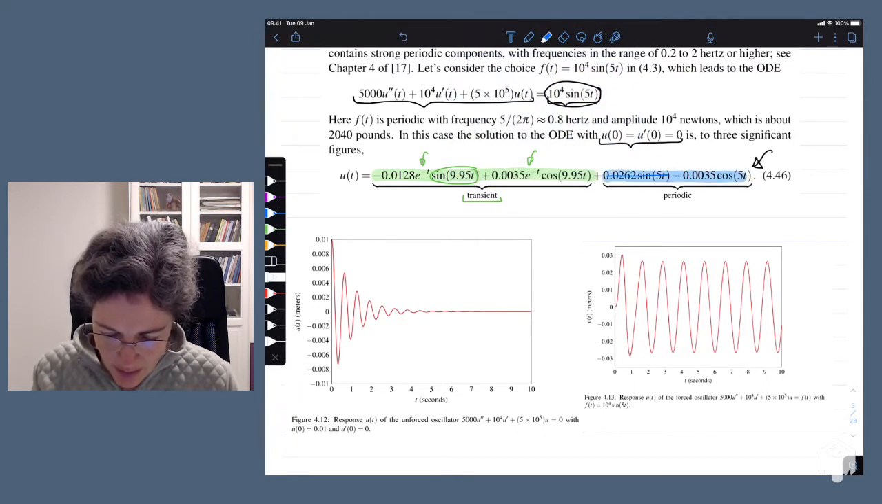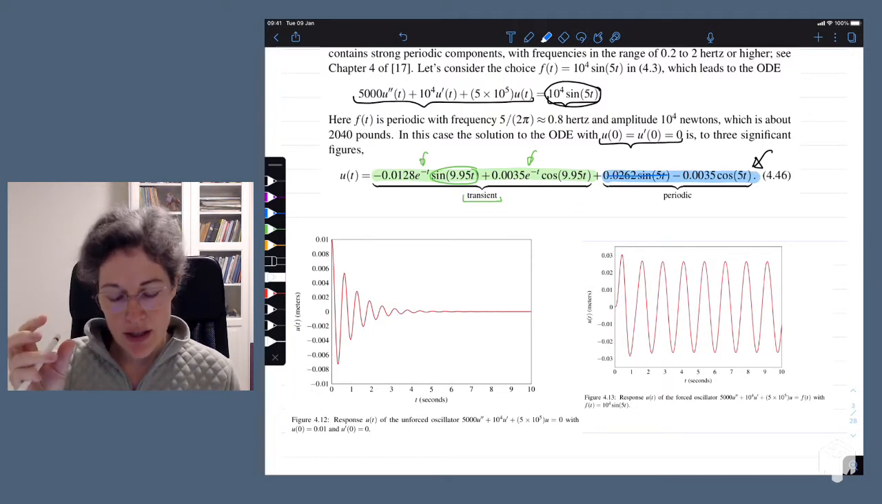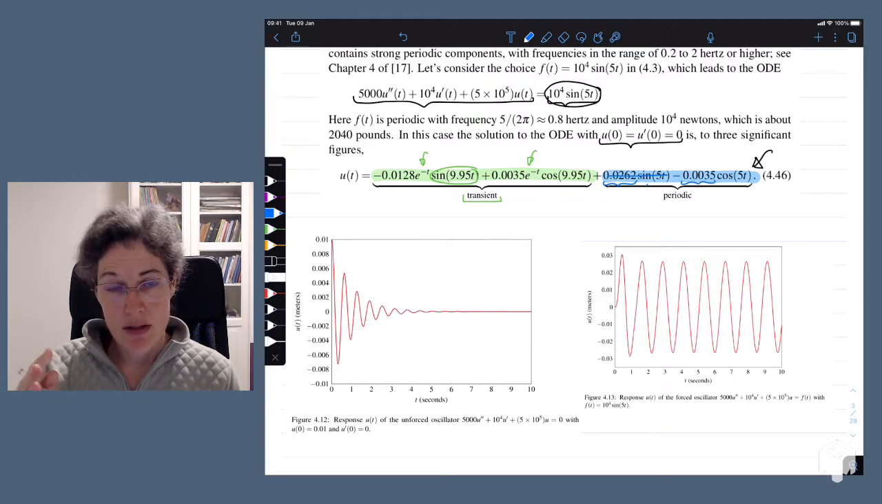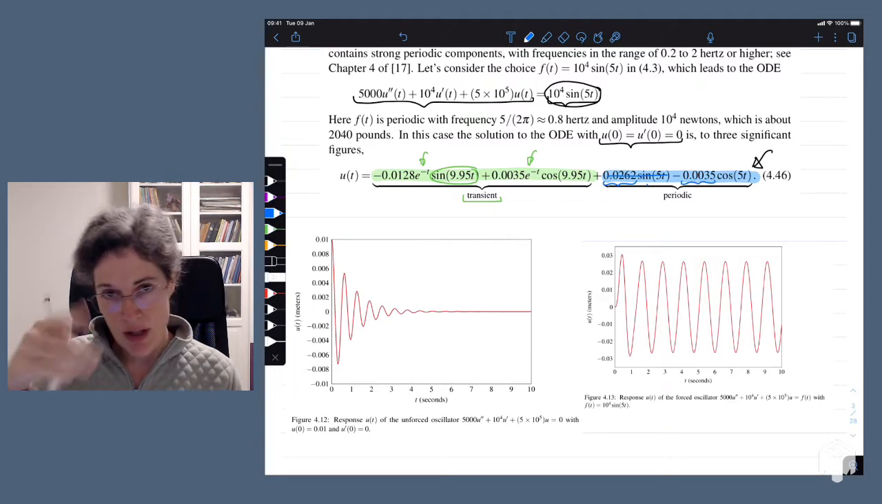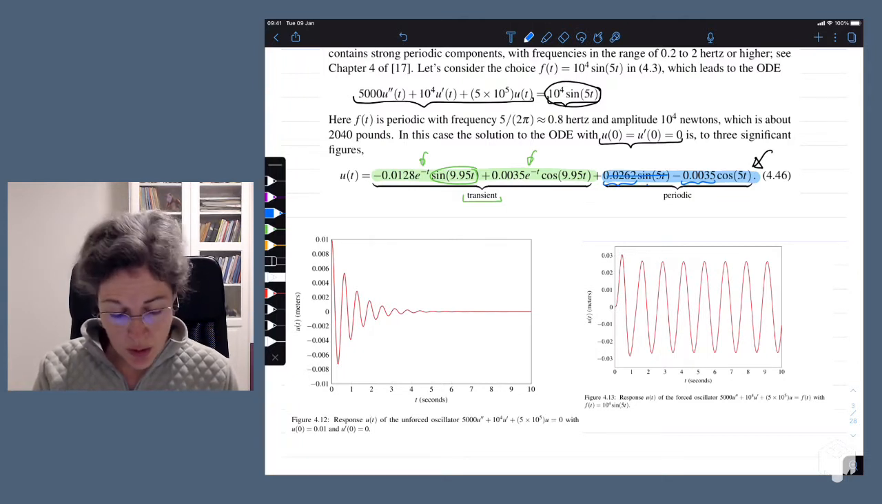We have these terms over here, and those are purely trigonometric oscillating terms. So they are terms that have a certain amplitude, and that amplitude doesn't decrease over time. They just keep oscillating. So we get quite a different looking solution.